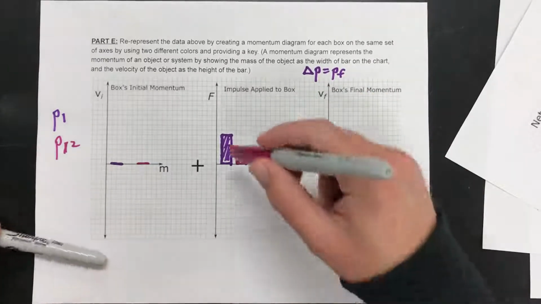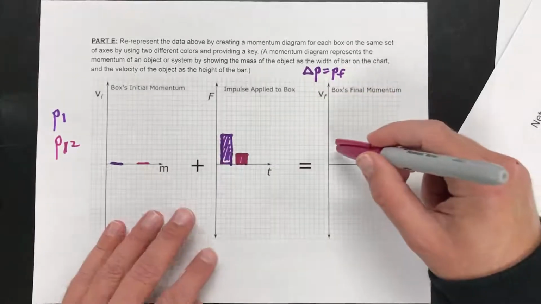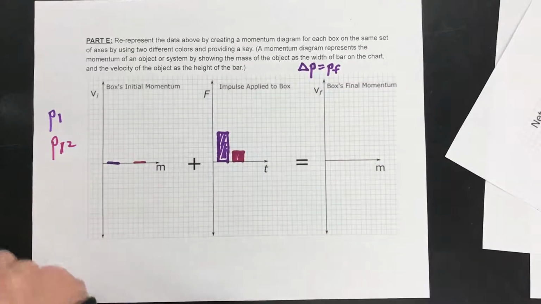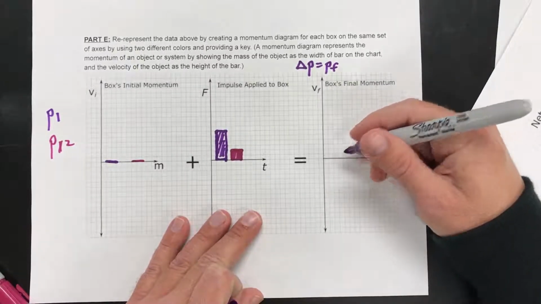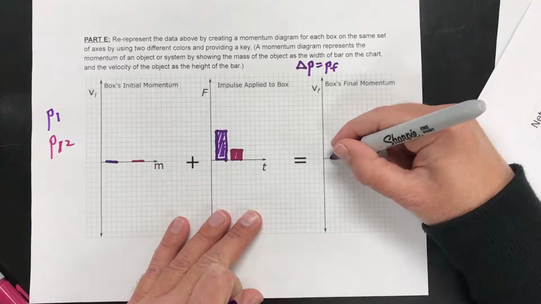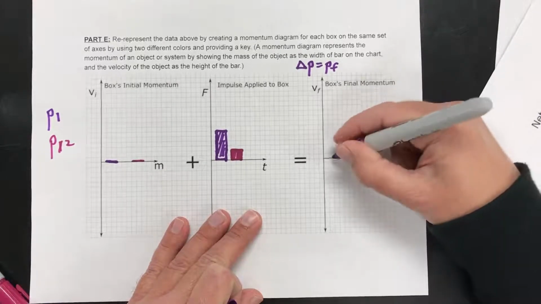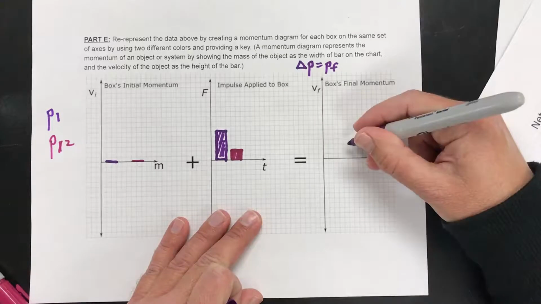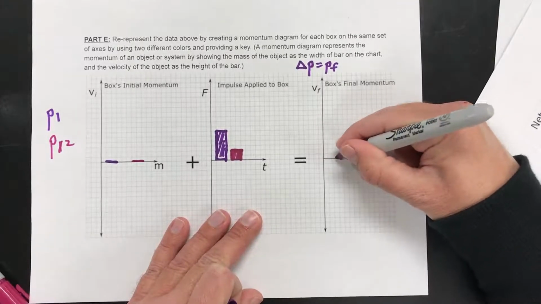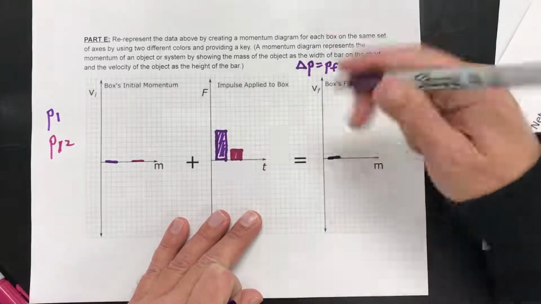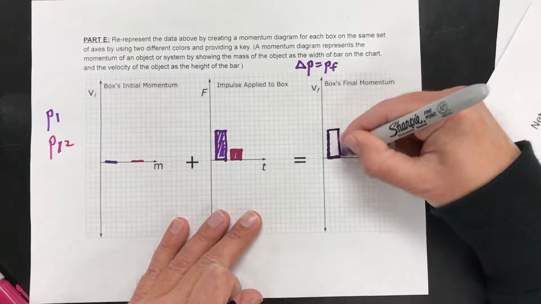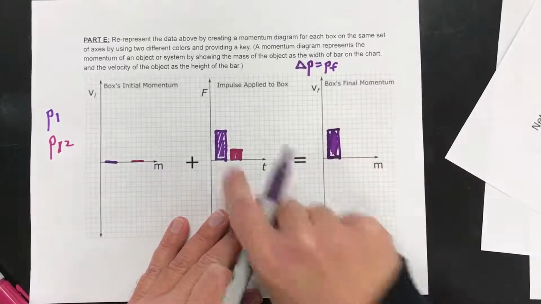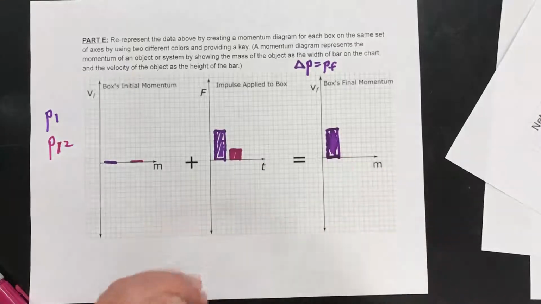So that means whatever the area of this box was, I've got to have the same area over here for my final momentum. For box 1, let's just say that a bar wide is its mass, or you could do 2 bars wide, it doesn't really matter, just to keep it the same as over here. So if I do 1 bar wide here, I'd go 6 high. 1, 2, 3, 4, 5, 6. So this is the same basic rectangle as there.